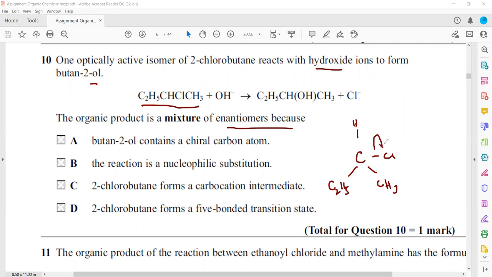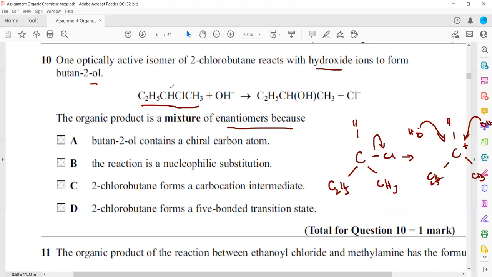So first, in the bond breaking, chlorine will take the electron pair. As a result, it will form a carbon cation, a carbon positive ion. And this carbon cation, with C2H5 and CH3, the attacking nucleophile, the OH group, can attack from the left hand side, or with equal possibility it can attack from the right hand side. Because both possibilities are there, the carbon cation formed as the intermediate can result in the formation of both products.